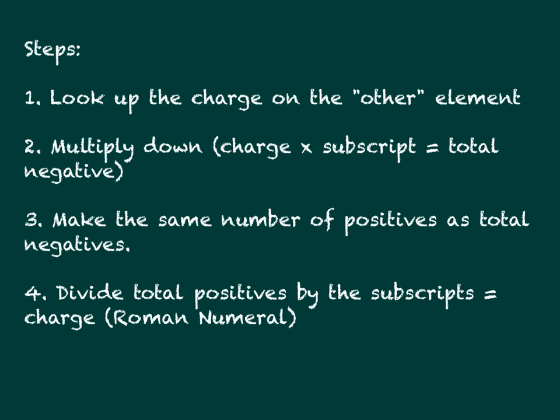Remember that we look up the charge on the other element. We multiply down, so we take the charge times the subscript to give us the total negative charge. Because our ionic compound is neutral, we're going to have the same number of positives as total negatives. So we want to write the positive charge that matches the negative charge, and then we're going to divide the total positives by the subscripts, and that will give us the charge of the ion or the Roman numeral. Let's look at an example.